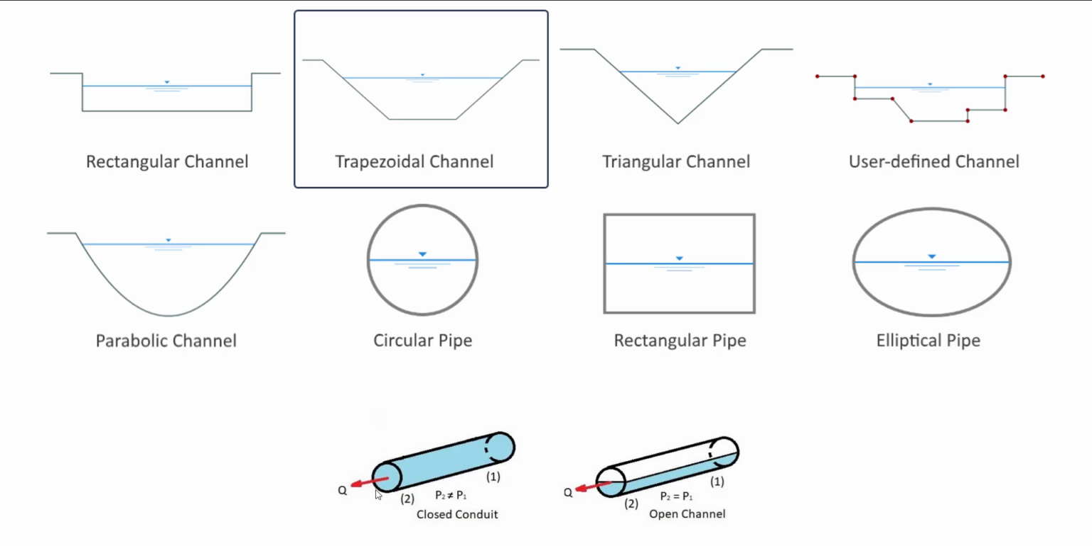However, if the water in the pipe is flowing full, then the pressure is not the same thing, and we call this sort of pipes to be pressurized, and they cannot be modeled using the reach function of HydroCAD.